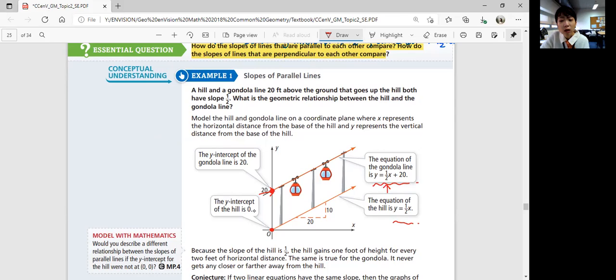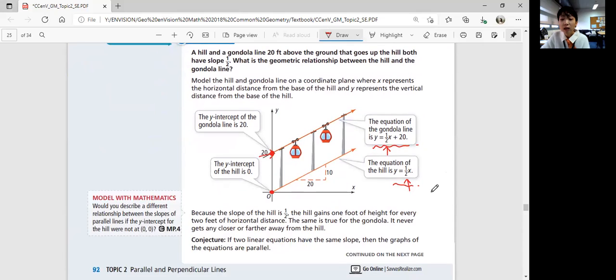And if you notice, their slopes are the same, which means they have a constant rate that are the same. They increase the same amount of vertical distance per horizontal distance. So the lines are parallel, right? Because both of the slopes are 1/2, it means every foot is increased for every 2 feet of horizontal distance, right? That is what this means, rise over run.